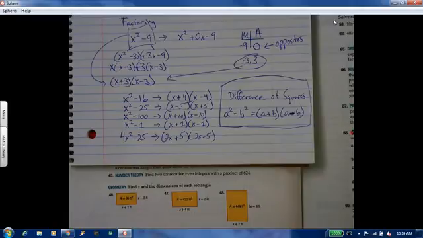It's ready to group. So, get solved. Correct. Because all you're doing is factoring.